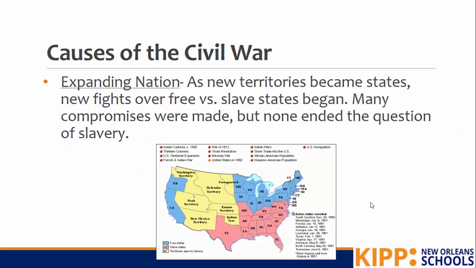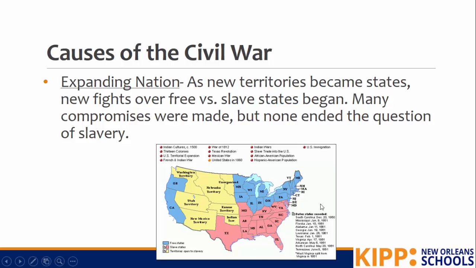We know that as America begins to expand, with manifest destiny, we're scooping up land left and right. As we expand and new territories are becoming states, America has new fights over which states will be free and which states will allow enslaved people. We know that there were many compromises, like the Compromise of 1850 and the Great Compromise. However, none of these compromises ends this question of slavery.